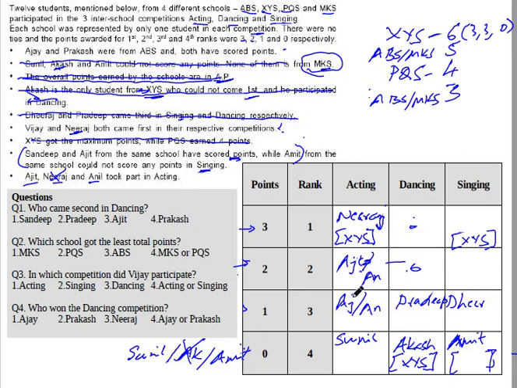Now if you go back to the previous one, Sandeep and Ajit are from the same school. So Sandeep has to be here. Sandeep has to be either second or first here. He can be either second or third here. So again, all the values are there.